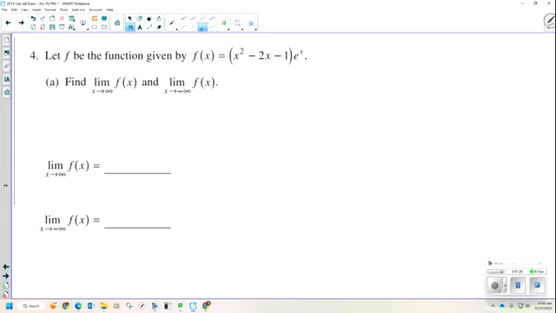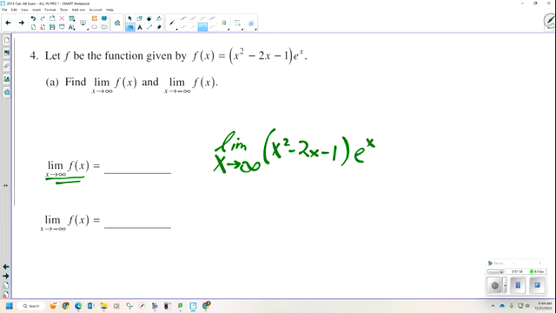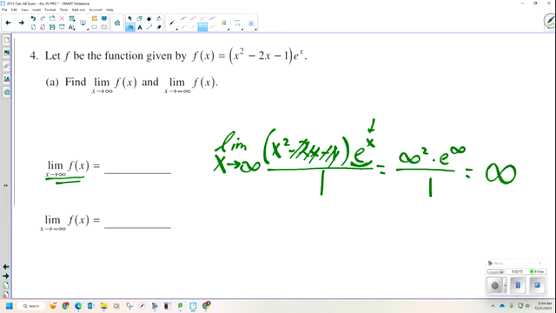Let's start with positive infinity, okay? If I take the limit as x goes to positive infinity of x squared minus 2x minus 1 times e to the x, I really want to keep the biggest term in the top and bottom of my fraction. If I put this over 1, the biggest term would be the exponential, but I've got to distribute that. I can keep just the biggest term in my polynomial and the biggest term outside the polynomial, and throw an infinity in there. I've got infinity squared times e to the infinity all over 1. I hope you realize that is just going to approach infinity. Okay, so infinity here, that's good.